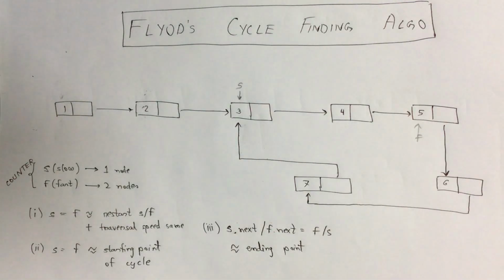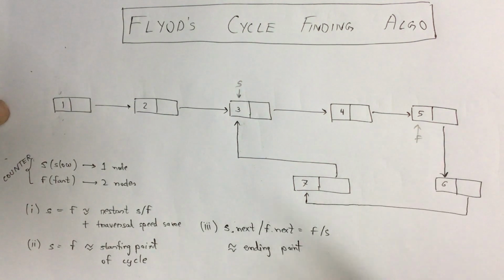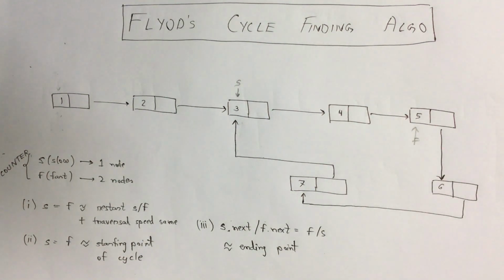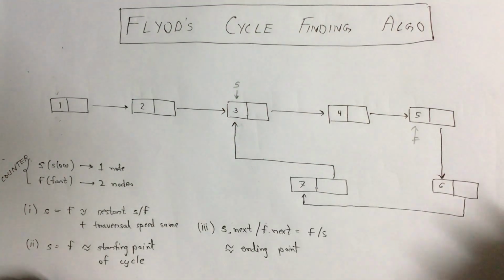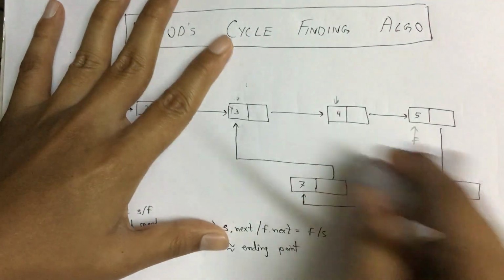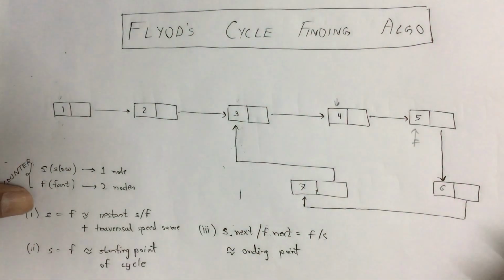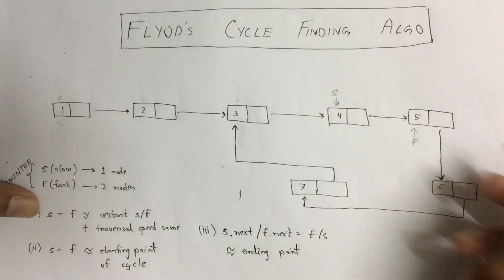You keep repeating this. Something that I forgot to mention is that during every iteration you have to check if the slow counter and the fast counter point at the same node. So far, as you have seen, they haven't done that yet. So next up, you again move the slow counter one node forward from 3 to 4. And you move the fast counter two nodes from 5 to 7.